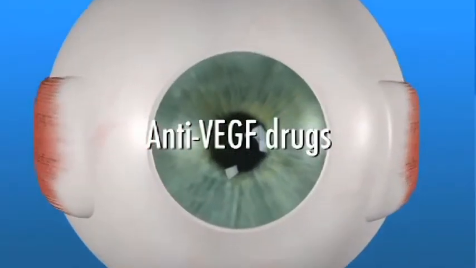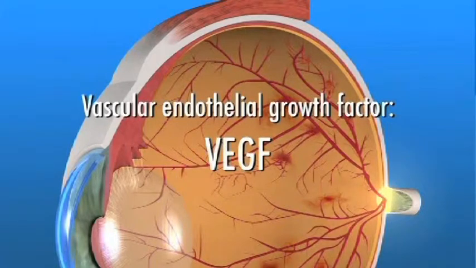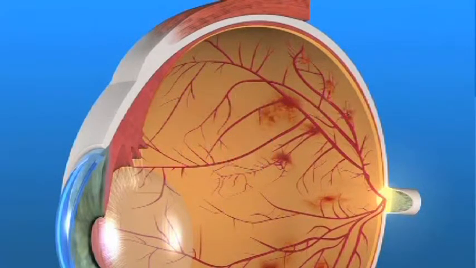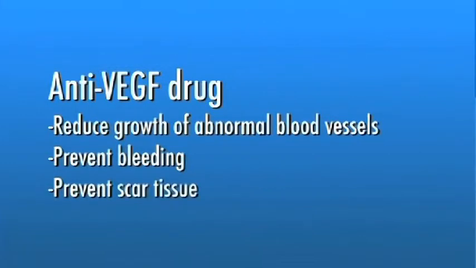Despite having laser surgery, some people with PDR may still develop further problems. Your doctor may recommend treating your PDR with what is called an anti-VEGF drug. Anti-VEGF drugs target a specific chemical in your eye. This chemical, called vascular endothelial growth factor, or VEGF, is critical in causing abnormal blood vessel growth on the surface of the retina, as well as in other parts of the eye. Several drugs have been developed that can block the trouble-causing VEGF. An anti-VEGF drug can help reduce the growth of abnormal blood vessels, which helps to prevent bleeding, scar tissue, and other problems that can cause vision loss.